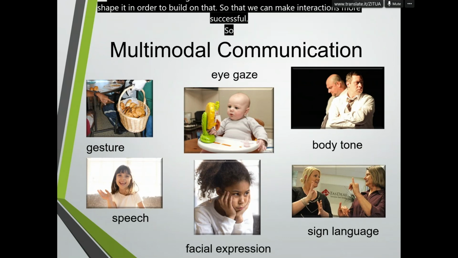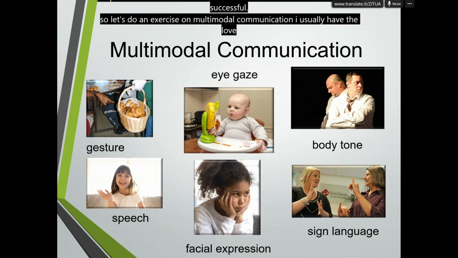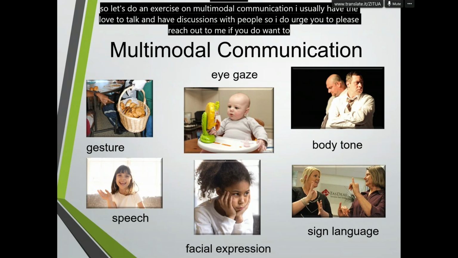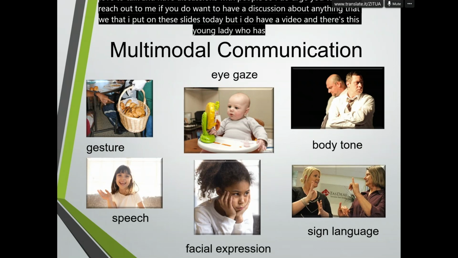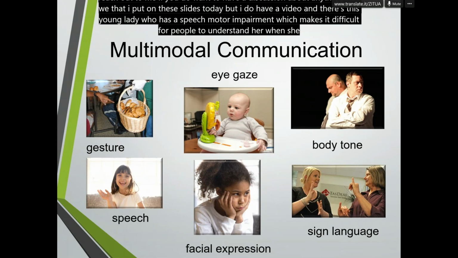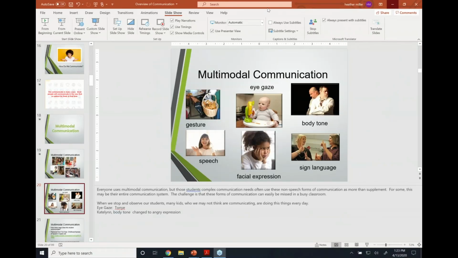So let's do an exercise on multimodal communication. I love to talk and have discussions with people, so I do urge you to please reach out to me if you want to have a discussion about anything that I put on these slides today. But I do have a video, and there's this young lady who has a speech motor impairment, which makes it difficult for people to understand her when she speaks. I would like for you to jot down every way that you see her communicate. And then I'm going to discuss this in just a minute. She's 5 years old, and she has childhood apraxia of speech.